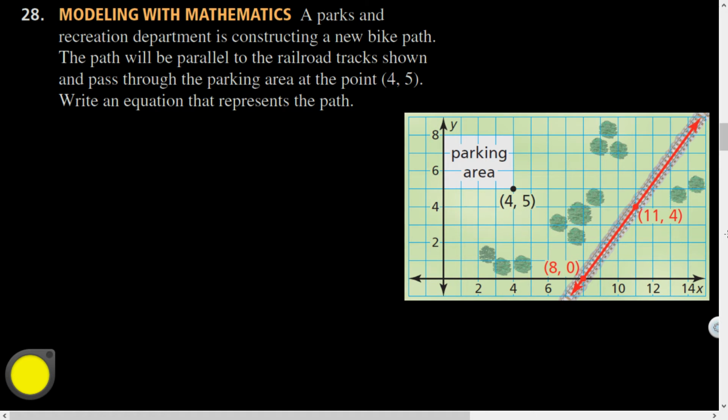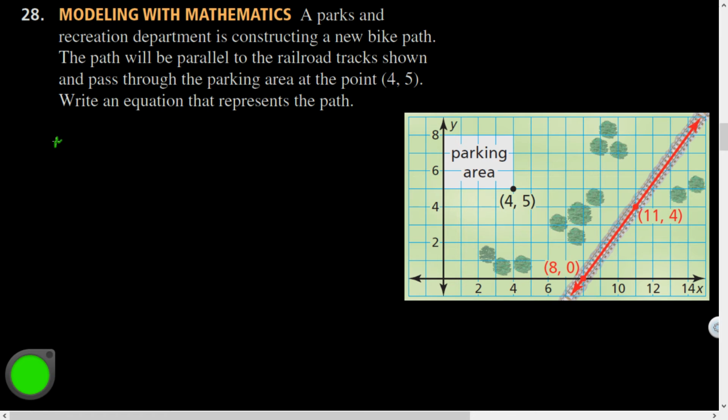A Parks and Recreation Department, headed up by Leslie Knope, of all people, is constructing a new bike path. The path will be parallel to the railroad track shown and pass through the parking area at the point 4, 5. So here's the parking area, and they're going to draw some sort of path that's parallel to the railroad tracks. Okay, that makes sense. I got this. So I need to find the equation of a line that passes through this point and is parallel to this line. I'm going to need some slope.